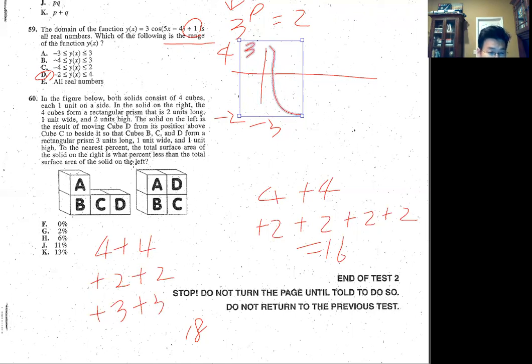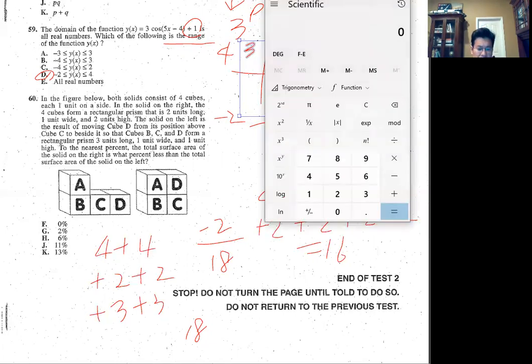Total surface area of the solid on the right is what percent less than? Okay, right one is 2 less, right, over 18. This entire thing is 18. 11%, which is J.